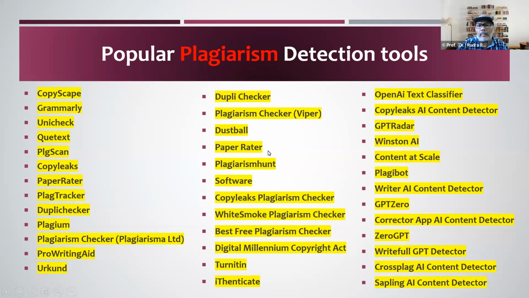Dust Ball is also there, Paper Rater, Plagiarism Hunt. Plagiarism Hunt is one name. Copyleaks plagiarism checker is also there. White Smoke plagiarism checker is also there. These are different companies, guys. They developed these because it is their business to help researchers with plagiarism checks. They sold these softwares to different institutions across India and abroad, and they are doing business.